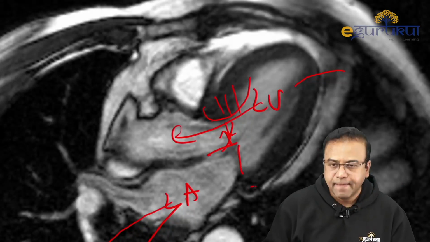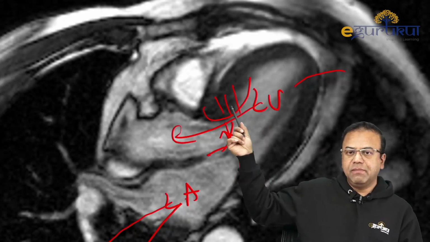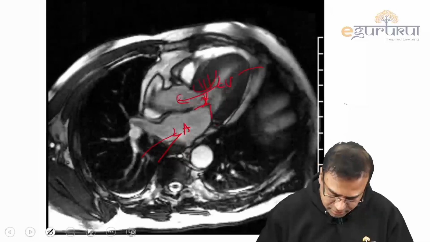So basically, in the still image you can appreciate better. You can make out what I'm showing. This is the thickened septum.